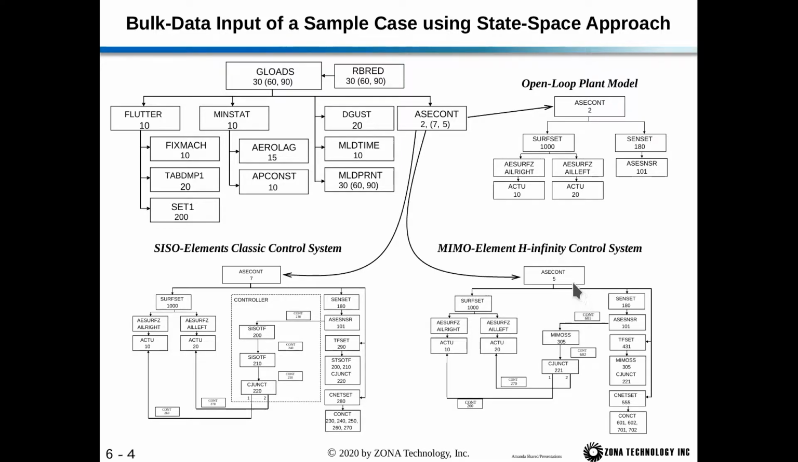Here's a MIMO element, H-infinity control system. In a similar way, we've got the ASC sensor feeding into the controller, but now it's just a single MIMO SS feeding back to two actuators. For an open loop plant model, we have an ASC controller only referring to the SURFSET and SENSET, which defines our control surfaces and sensors. So in this case, we have no control system feeding back to the system.